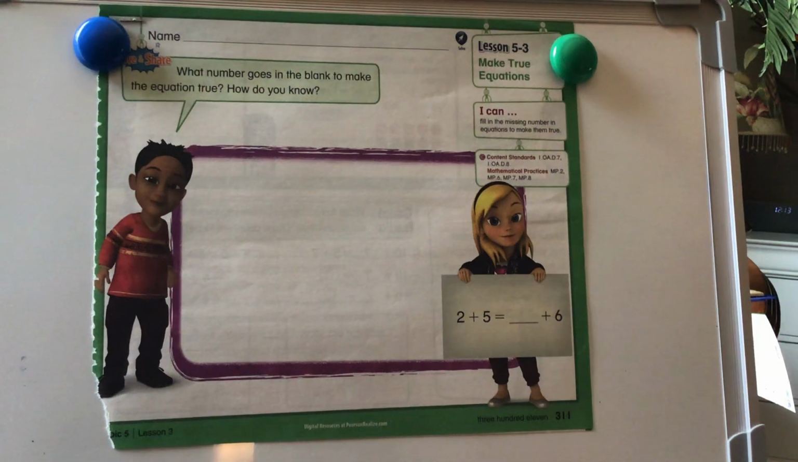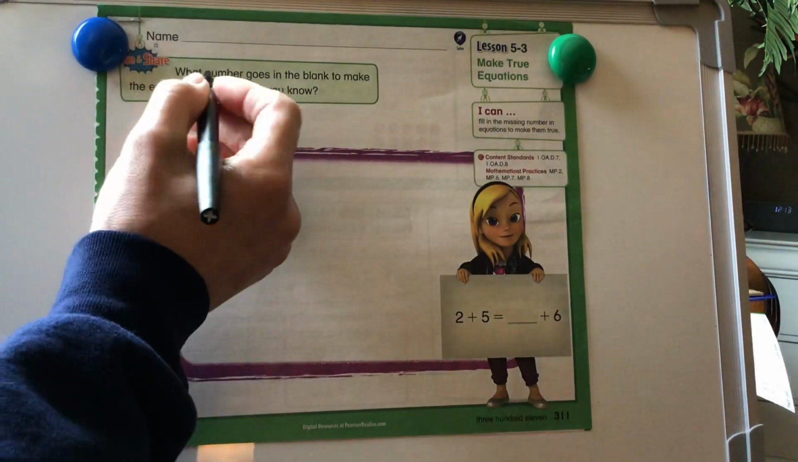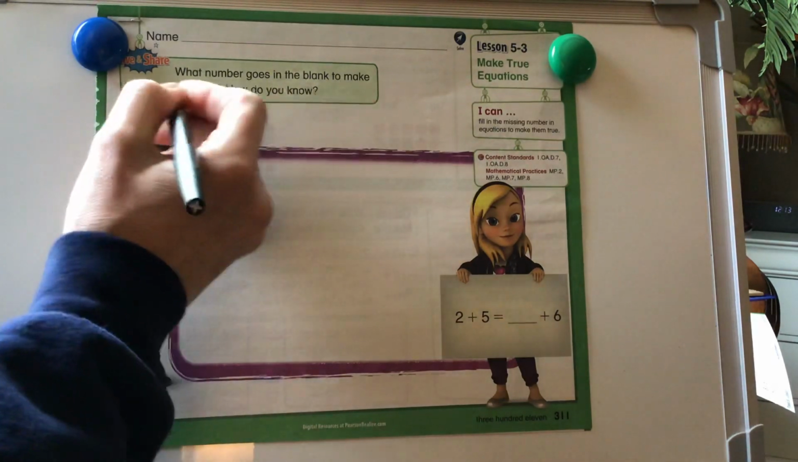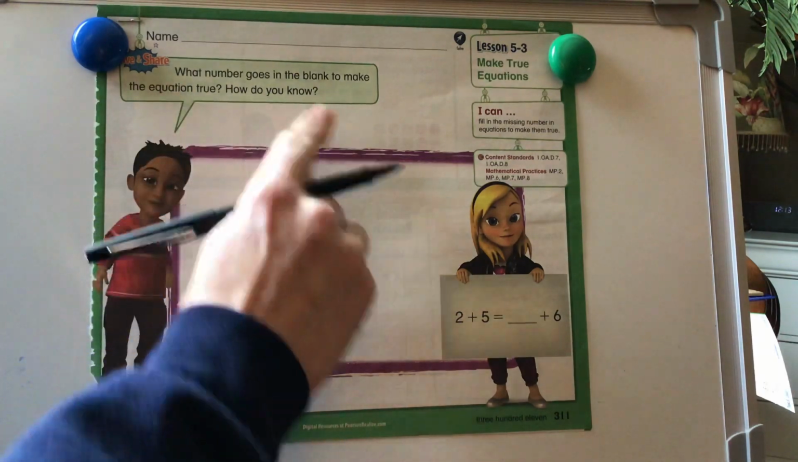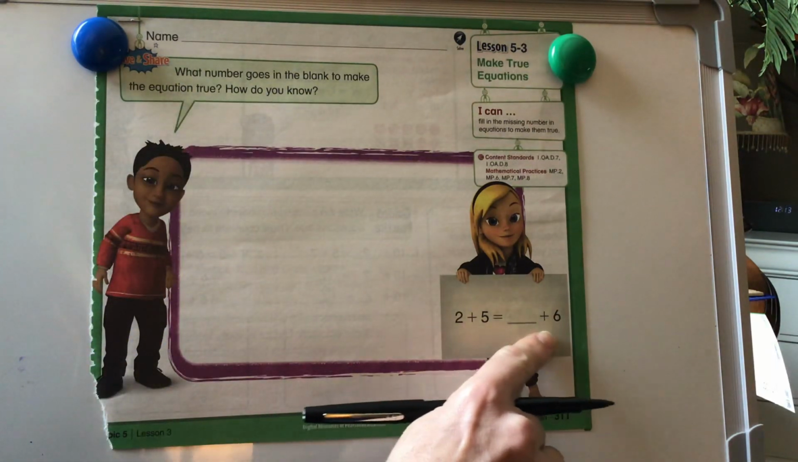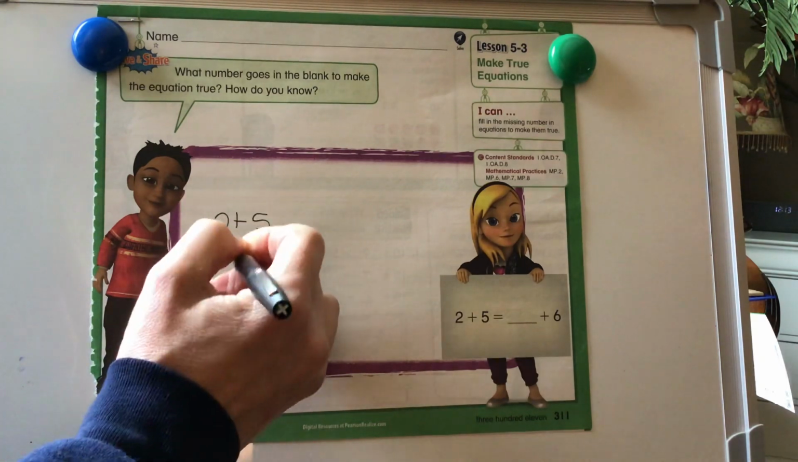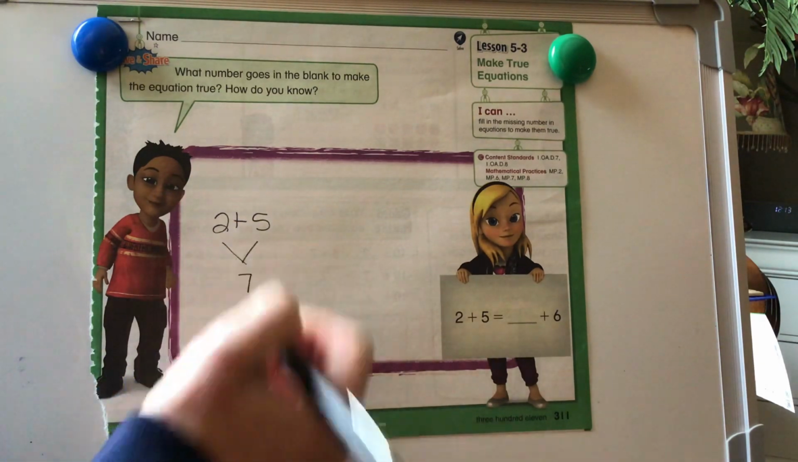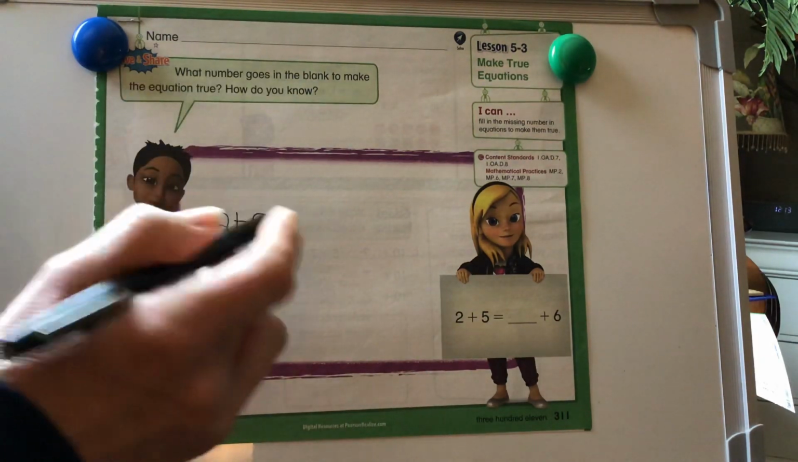All right, this is first grade math lesson 5-3. We're making true equations. So it says, what number goes in the blank to make the equation true? Again, equation just means a math sentence. How do you know? So we have 2 plus 5 equals something plus 6. So I know that 2 plus 5 equals 7. And then we need to make this sentence true, okay?